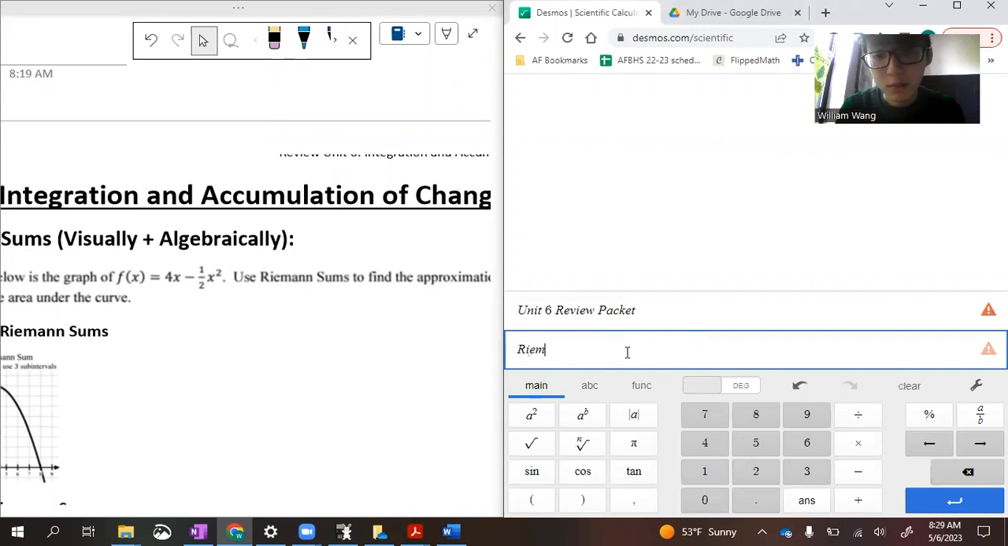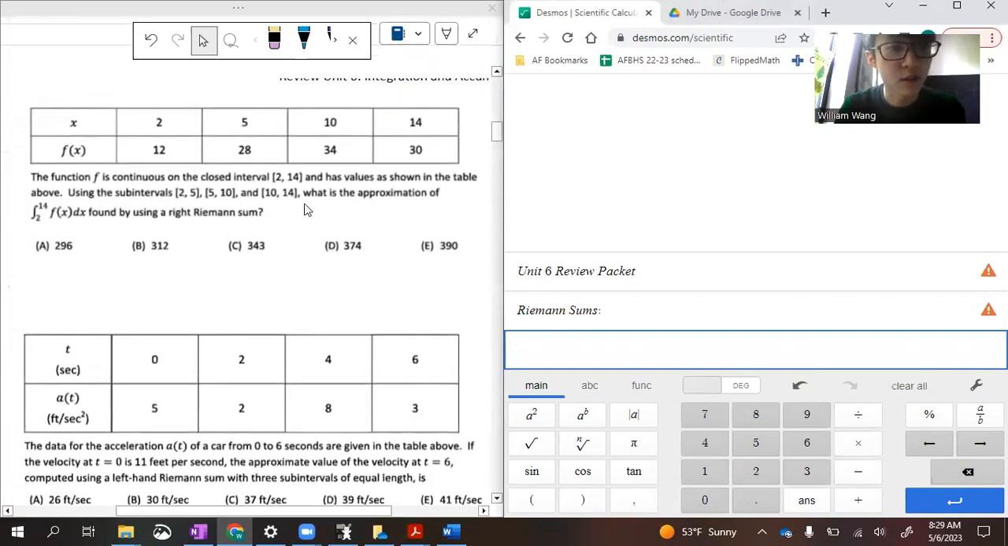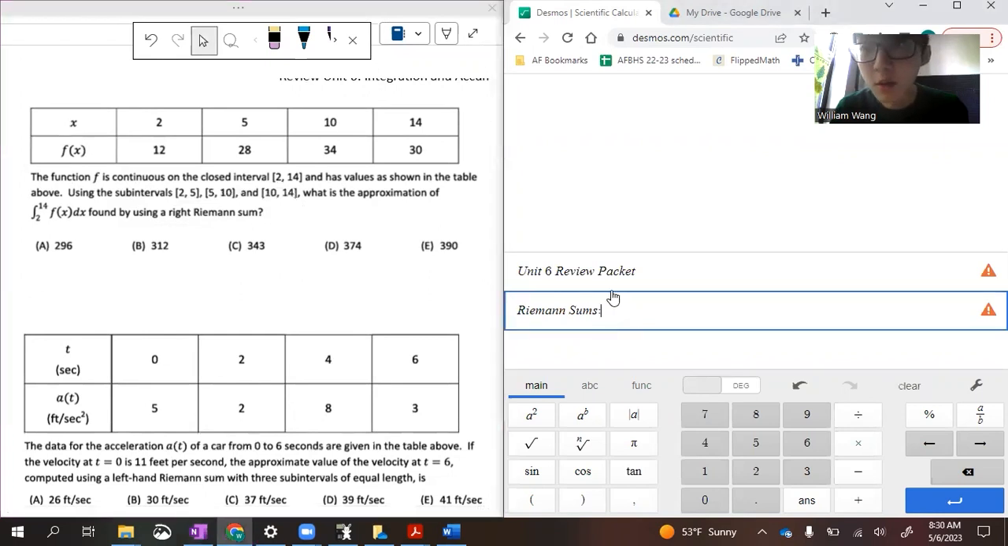Starting off, we are doing something with Riemann sums. Dealing with Riemann sums is pretty straightforward at the beginning, right? You're simply doing a bunch of area formulas with rectangles. So let's say they ask in this first question, using a right Riemann sum, using these subintervals, from 2 to 5, 5 to 10, and 10 to 14. That means I'm using 3 rectangles. So my equation is going to be base height plus base height plus base height.